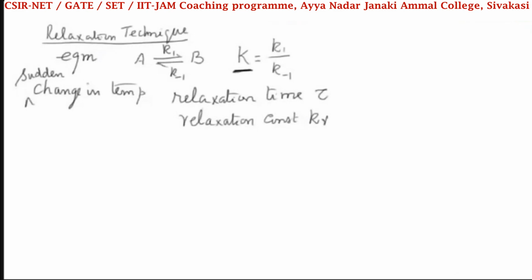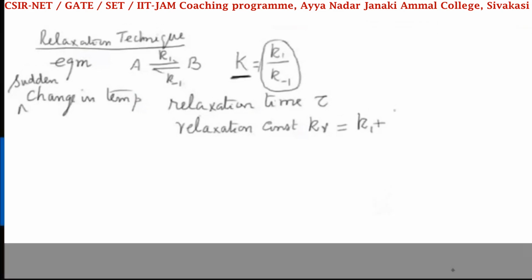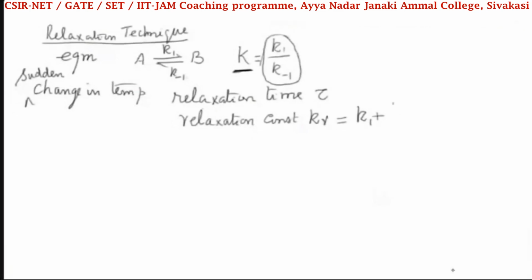What is the relationship between the rate constant for the forward reaction and the rate constant for the backward reaction? It is nothing but K is equal to the rate constant for the forward reaction divided by the rate constant of the backward reaction. The relaxation constant can be obtained from this K1 and K inverse, such that the relaxation constant is given by the sum of the rate constant for the forward reaction and the rate constant for the backward reaction. This is the relaxation constant for the system where A is the only reactant and B is the only product, and they follow first order kinetics.